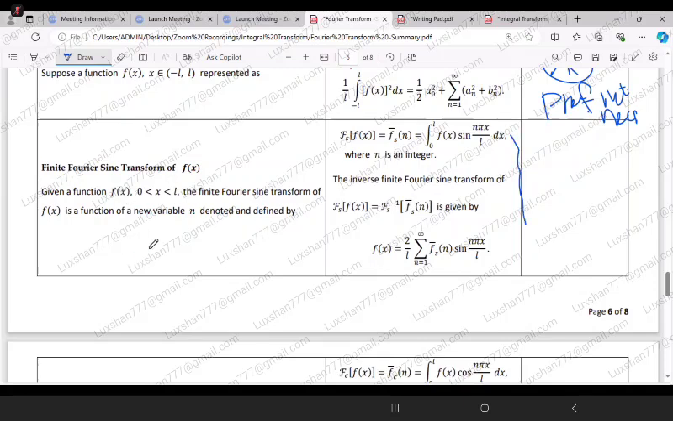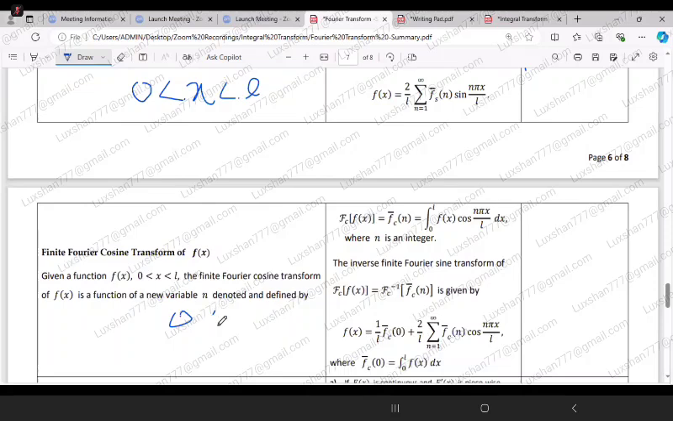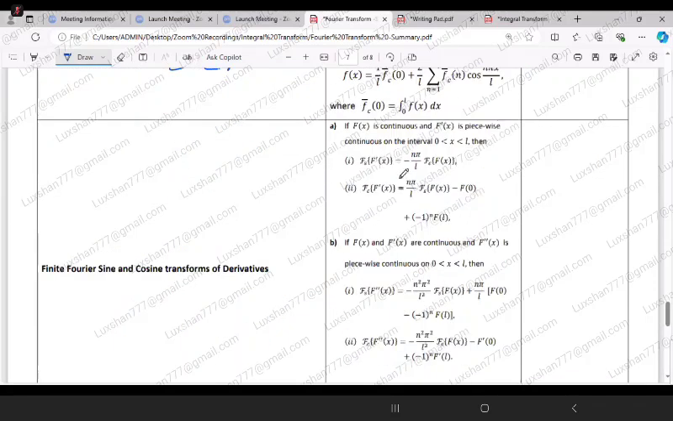Here the range should be 0 to L. The formula is given in this way. Now, for the derivative, the same thing we talked about for the infinite case, here we are talking about this one.